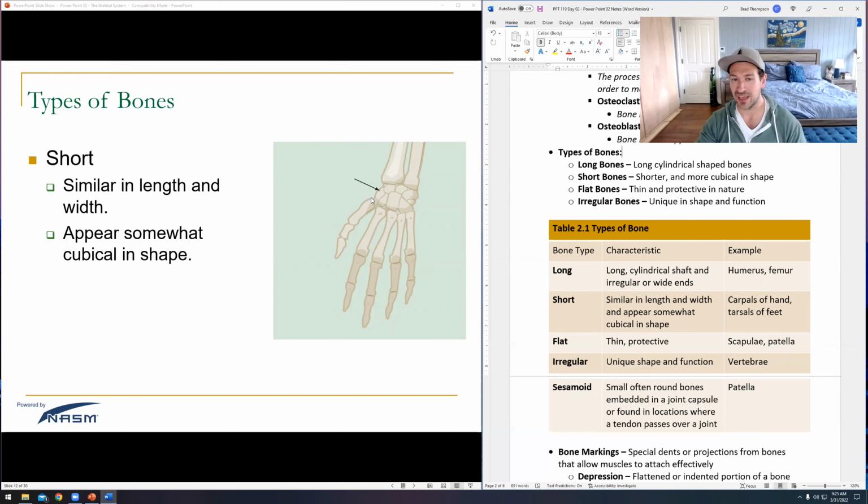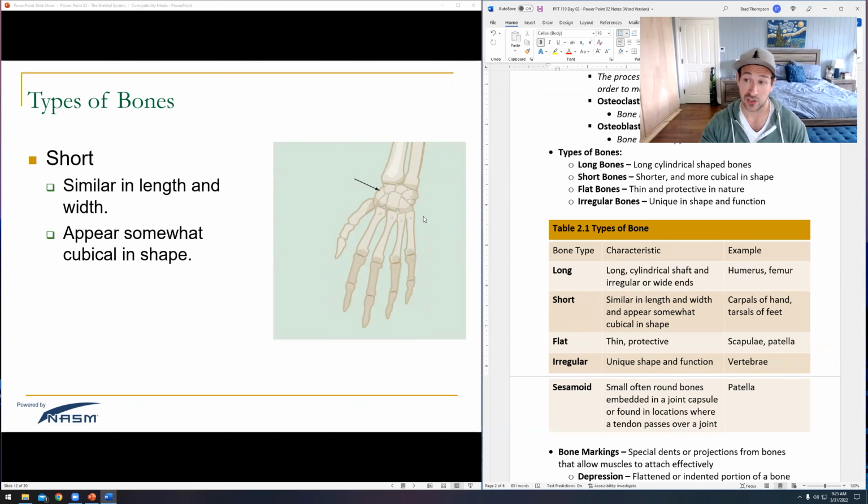These are what we call short bones. These are sometimes called cuboid bones because they are more of a square in shape, right? So short bones or cube bones are very similar in length and width. The carpals of your hand are a really good example of that. The tarsals of your feet are a really good example of that.